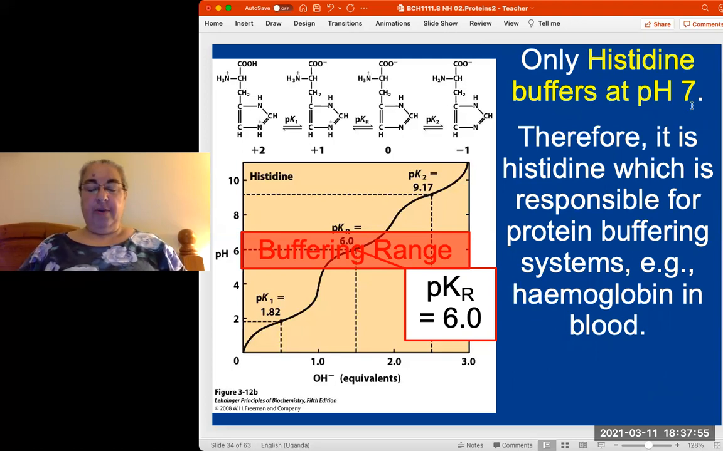And you might hear in physiology, for instance, about the protein buffering effect of proteins in the blood, for instance, in hemoglobin. And this is due to the histidine amino acids that are part of that hemoglobin. Histidine gives the dissolved proteins their buffering capabilities.